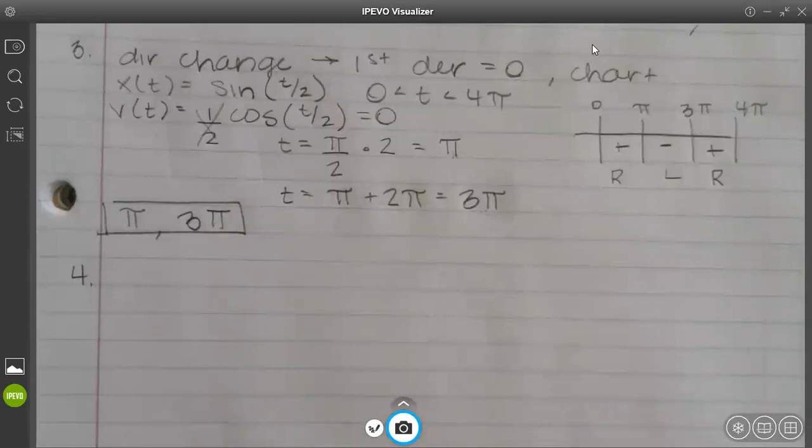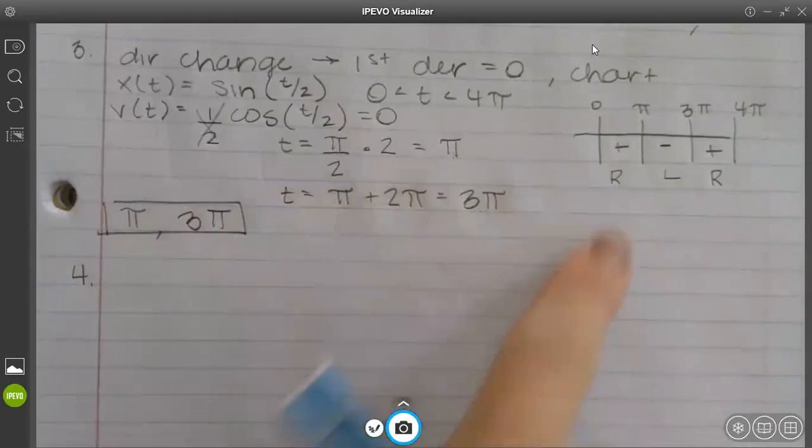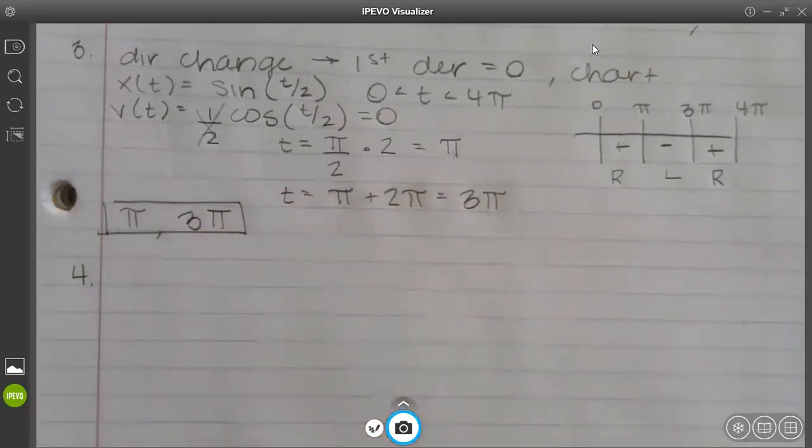Okay, so when we get to 7 and 8, we'll get number 4. The position function, find the distance that the particle travels from 2 to 5. So what do we do first? We need to see if it does what first? What happened to this particle? What did it do? So if it changes directions, that'll change it.